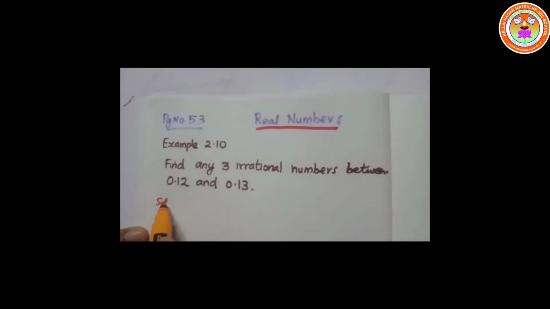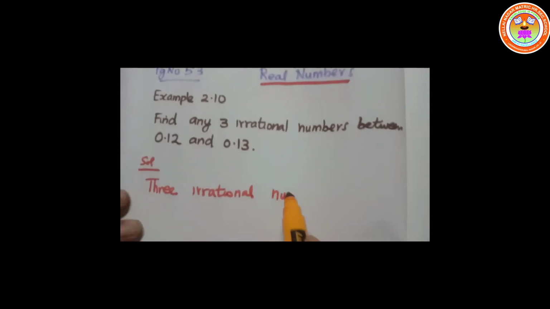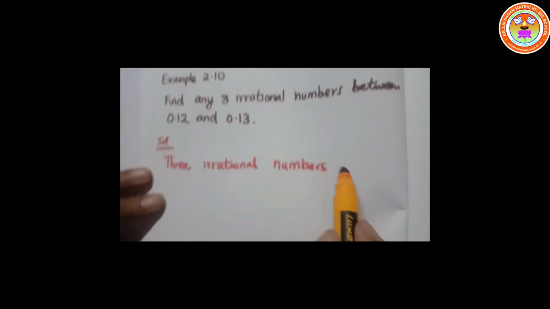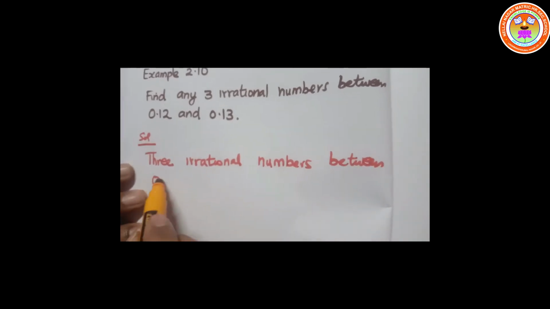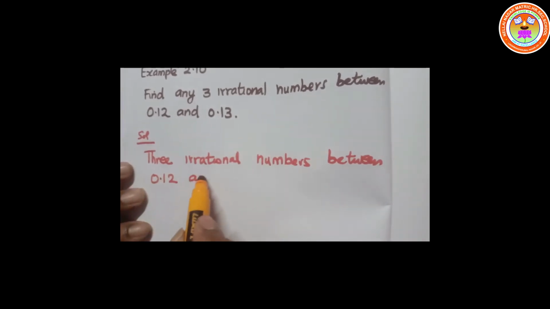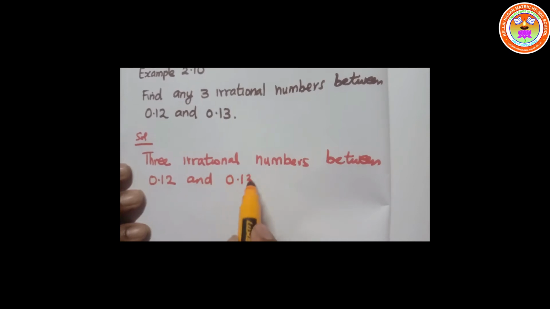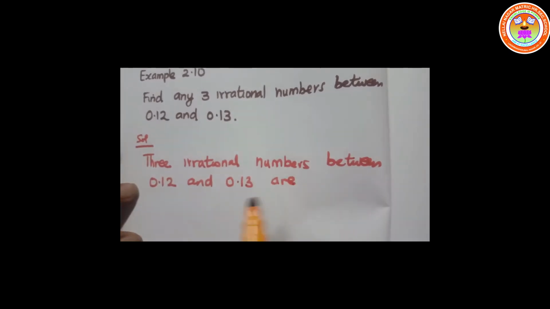Solution, children. 3 irrational numbers between 0.12 and 0.13 are very simple, children. So I'm going to try to see.